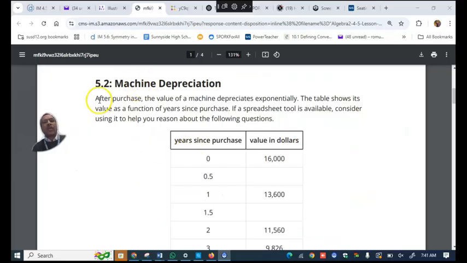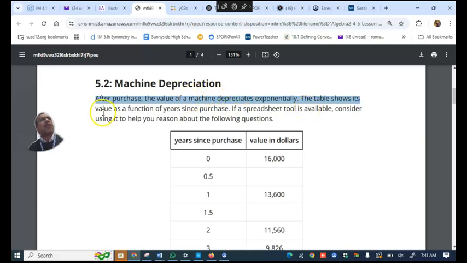Okay, the second question is about machine depreciation. When you buy something, the value of the machine depreciates by some percentage from the time you buy, and every year the value of the machine goes down. Exactly like when you buy a car, the value of the car goes down every year. So this is about any machine. After purchase, the value of the machine depreciates exponentially.